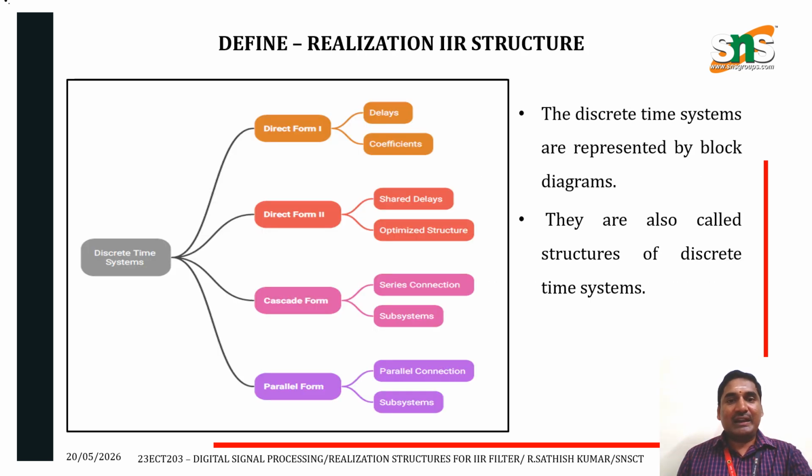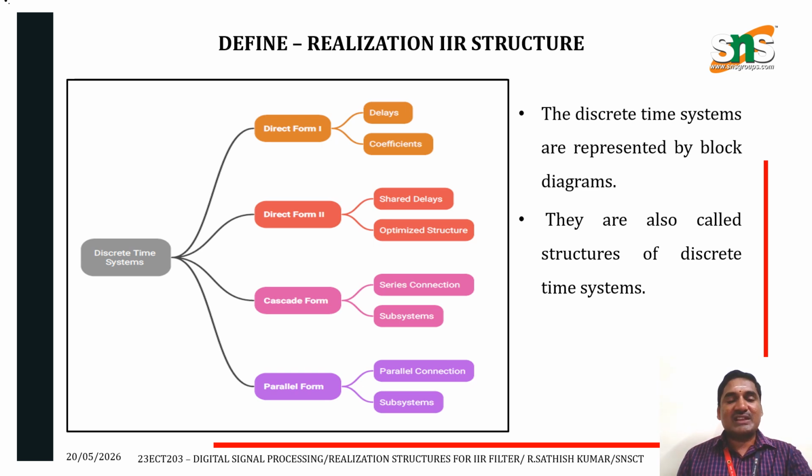Next, we define the realization of IIR structures. Discrete time systems are of four types: direct form 1, direct form 2, cascade form and parallel form. Direct form 1 is made of delays and coefficients. Direct form 2 has shared delays, an optimized structure. Cascade form is a series connection of subsystems. Parallel form is a parallel connection of subsystems.